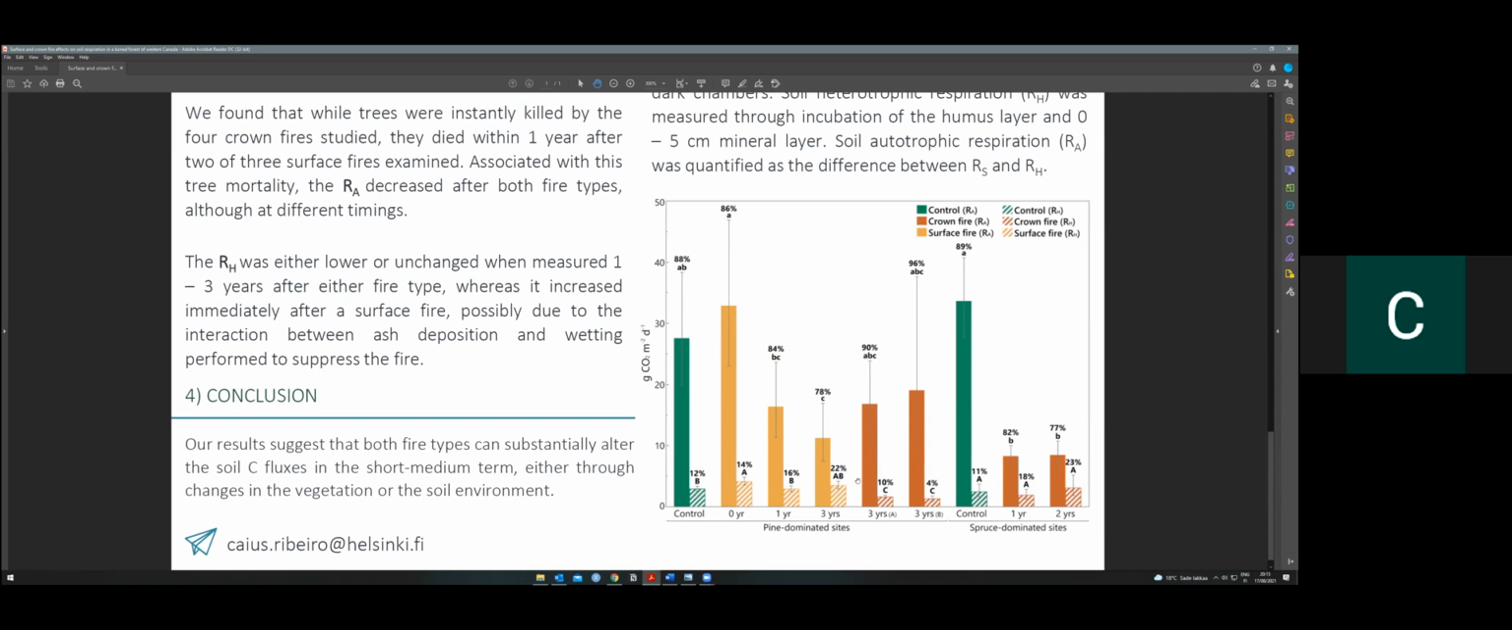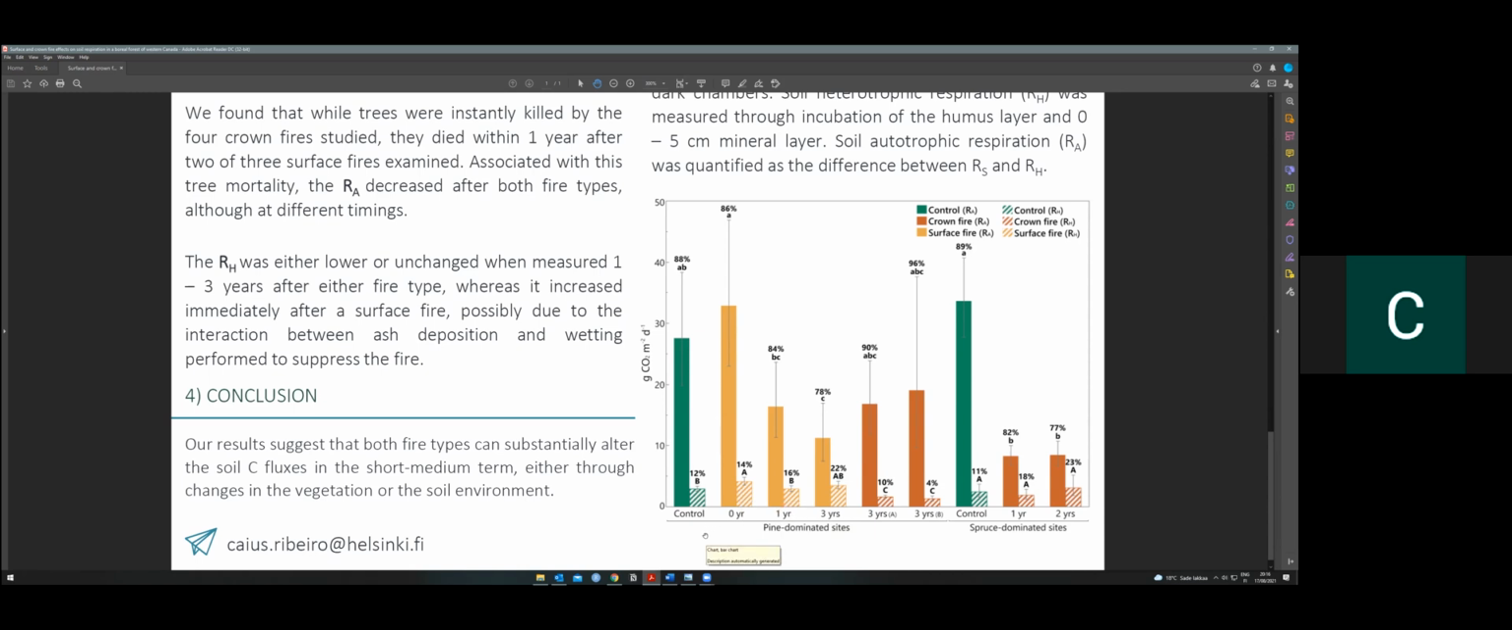But the interesting part for us was this little trend that we noticed: autotrophic respiration seems to decrease with time after surface fires, but it only became significant 3 years after fire. So we believe that it's possible that this is related to the delayed mortality caused by surface fires, compared to crown fires that straight away killed trees.